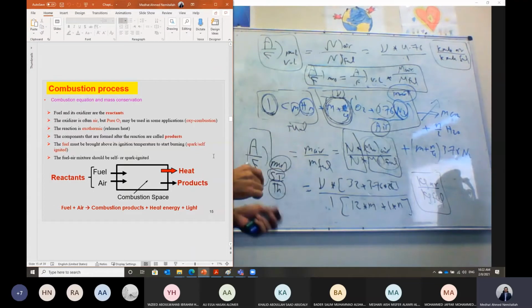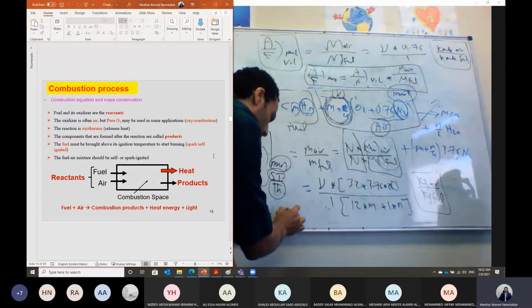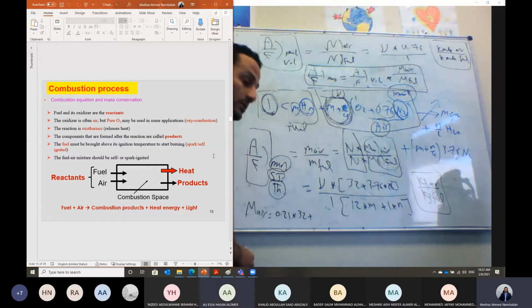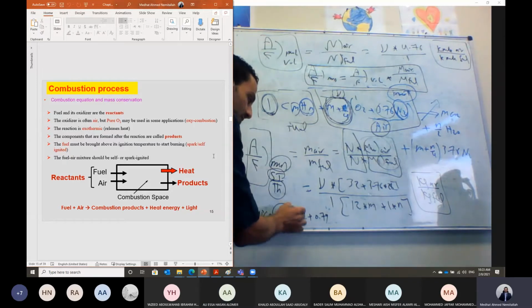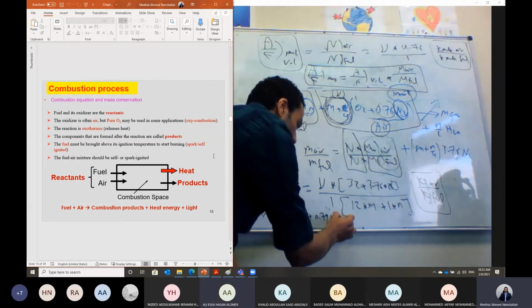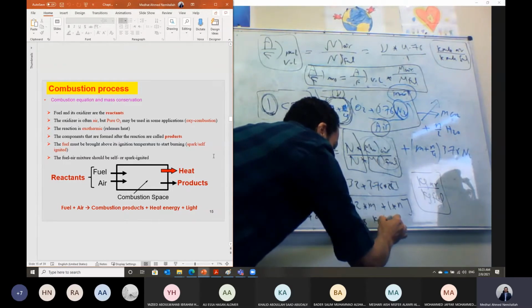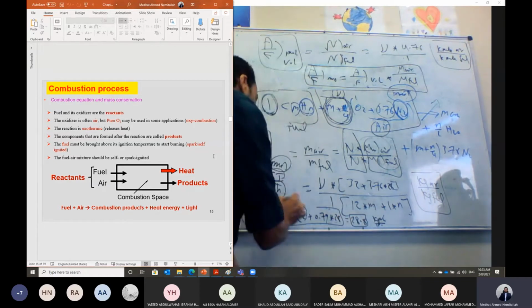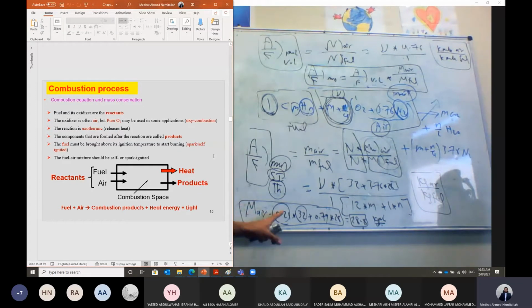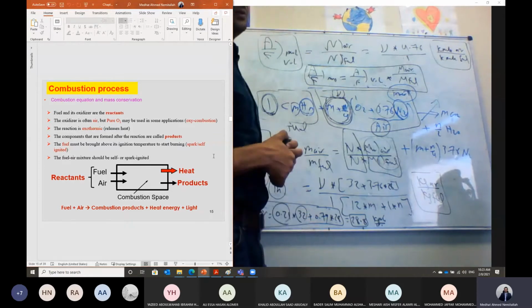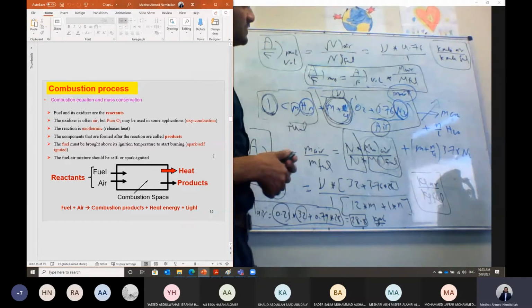Now, what is the molecular weight of air, Shabab? We said air is 21% O2 plus 79% N2. So it will equal 0.21 multiplied by the molecular weight of O2, which is 32, plus, we said the molecular weight of a gas mixture is equal to the summation of the mole fraction multiplied by the molecular weight of each component, 0.79 multiplied by 28. If you calculate this, it will be about 28.8 kilogram per kilomole. This is the molecular weight of air. Okay, so if you need it in any equation, the molecular weight of air is 0.21 times 32 plus 0.79 multiplied by 28. And this is how we can calculate the air to fuel ratio in this case.